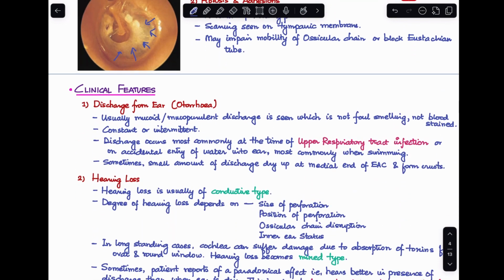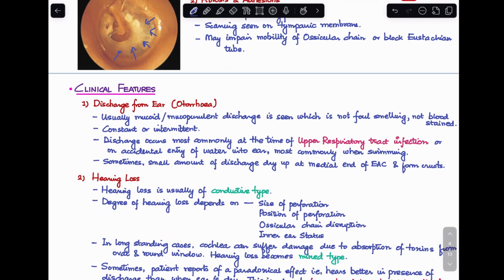Now we'll discuss what clinical features you see in a patient. The most common one is the patient presenting to you with a discharge from the ear. Now, what are the characteristics of this discharge? This discharge is usually mucoid or mucopurulent. Mucoid is when the middle ear mucosa gets involved, and that leads to a mucoid type of discharge. If there is a secondary bacterial infection, then it leads to a mucopurulent discharge.